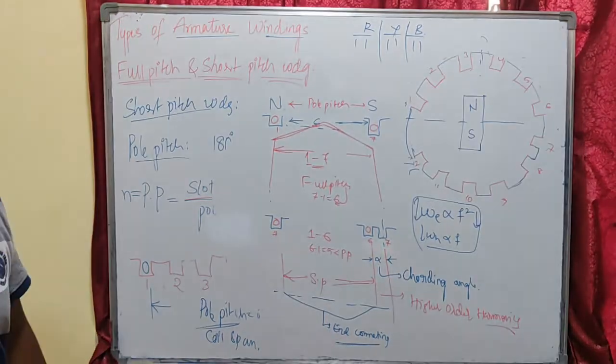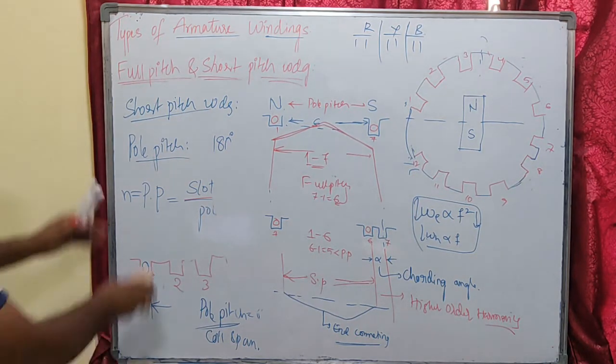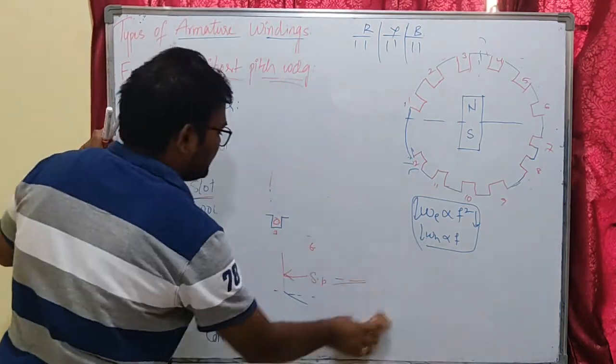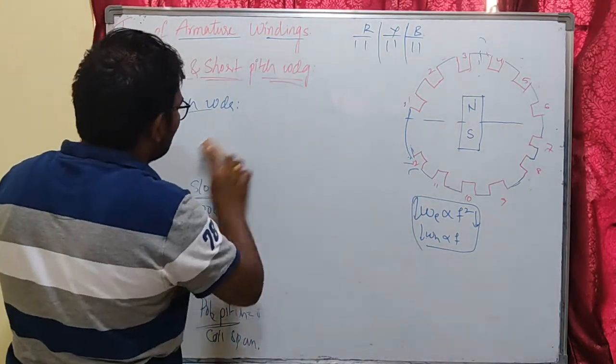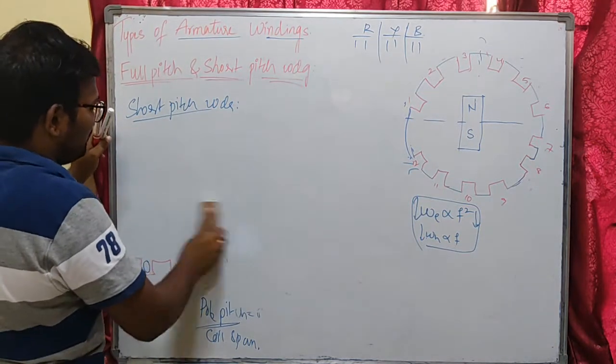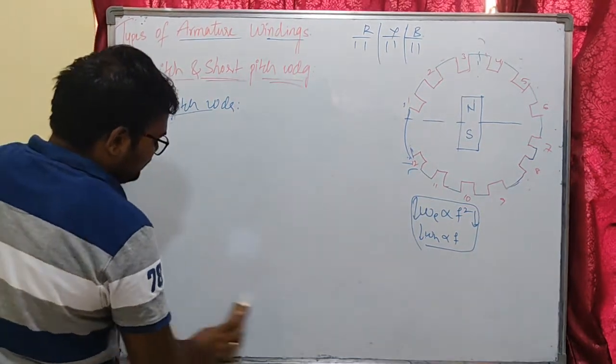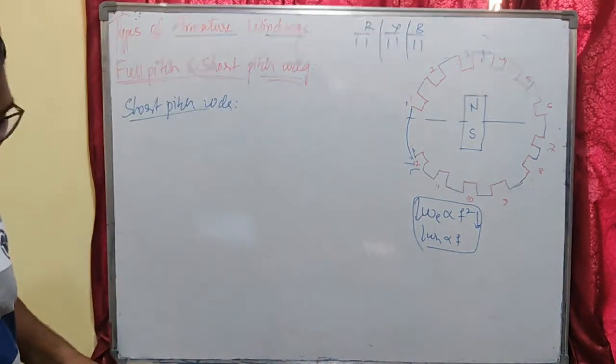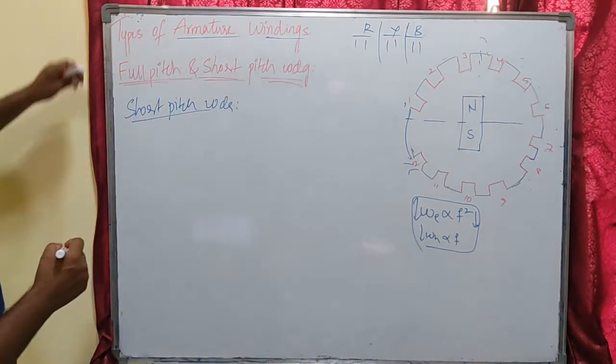So let me write the advantages here. Advantage of short pitch winding. I hope you understand what is full pitch and what is short pitch. If the coil span, that means if the two coil sides are placed one pole pitch away from each other, that is full pitch winding. If they are placed less than one pole pitch away, they are called short pitch winding.